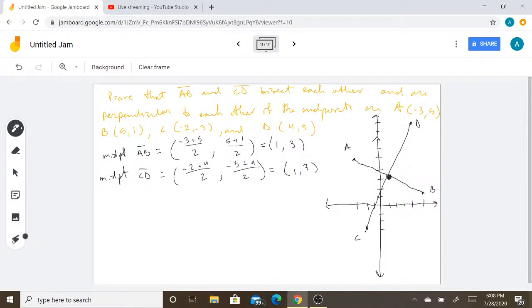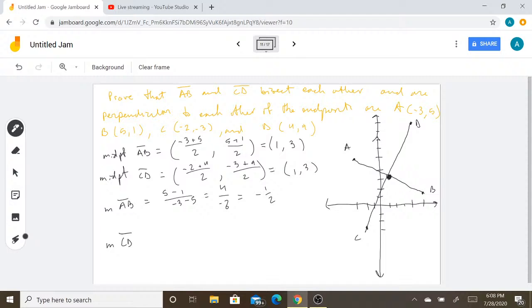And now we move on to proving that they're perpendicular to each other. So how do we do this? It's like we did in the last problem. We have to find out if the slopes of these segments are negative reciprocals. So to find the slope of AB, change in y over change in x, we get that the slope is -1/2.